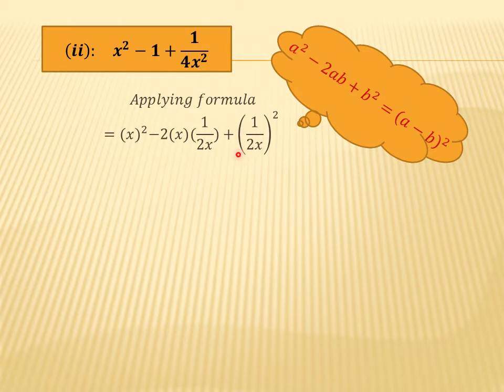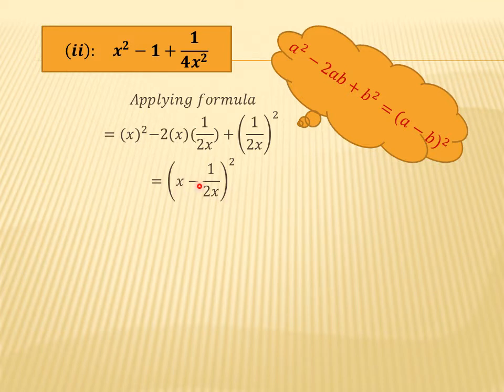So now we have x in the first bracket, which means x is a. So I have written here x because it shows a here. And 1 over 2x is the digit inside the second bracket, which means 1 over 2x shows b. So I have written 1 over 2x here. So a square minus 2ab plus b square will be equal to a minus b whole square. So a is x and b is 1 over 2x. So our answer is x minus 1 over 2x whole square.